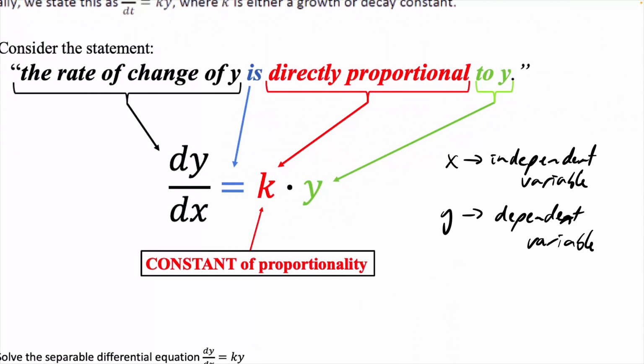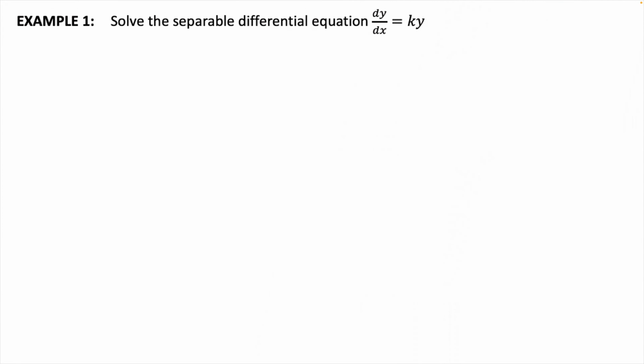So the first thing we're going to do is something we've done before: solve by separating. Remind me, what's the first step when we're solving by separating? Put y on the left and x on the right. Yes, good. So we have dy over dx equals k times y. And remember, k is not a variable.